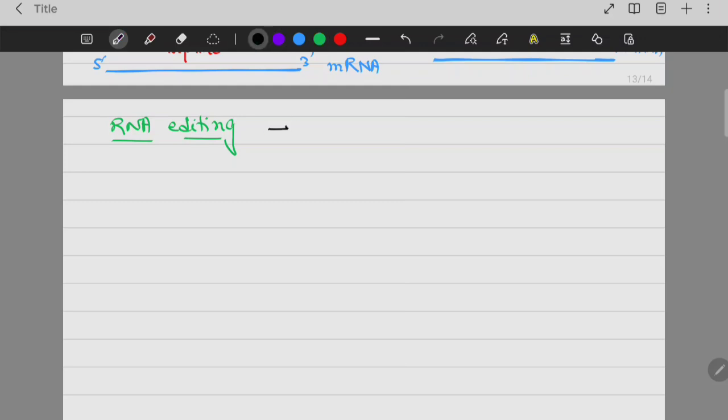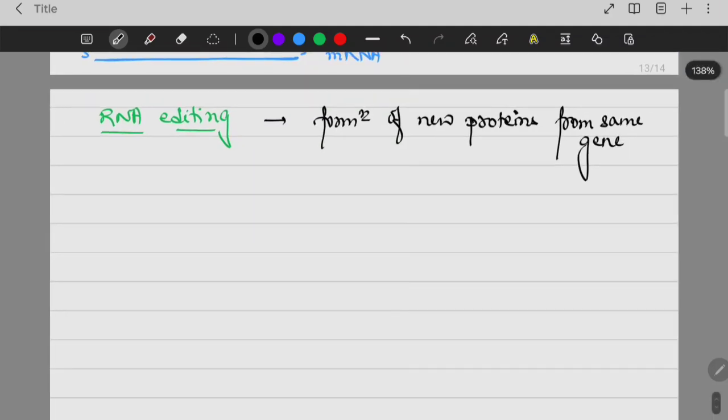This editing will help in the formation of new peptides, new proteins, I would say, from the same gene. Okay, it means the gene which is present in DNA is the same, but finally the products formed are different in nature.